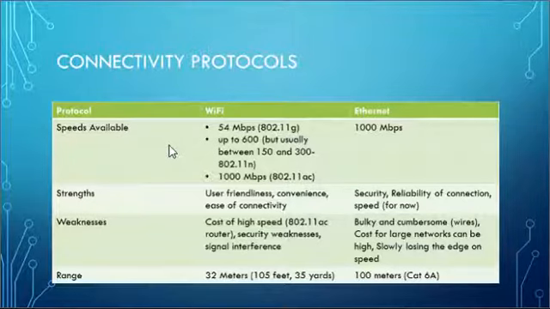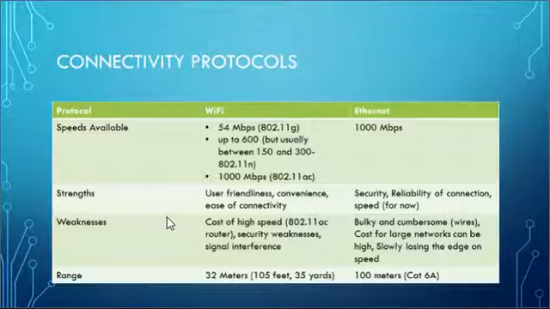Weaknesses of Wi-Fi: the cost of high speed. The AC routers are extremely expensive still. It's a new technology. Security weaknesses: no one necessarily has to be in your house to hack a wireless network. And signal interference: there are a lot of things, household items, that will interfere with wireless connectivity. Things like refrigerators and microwaves often interfere with that signal.